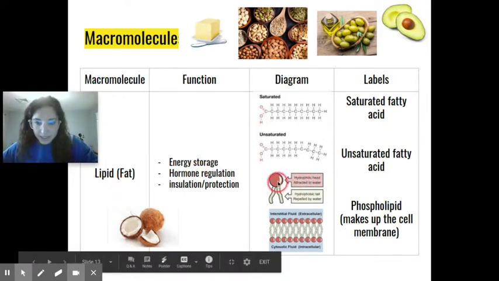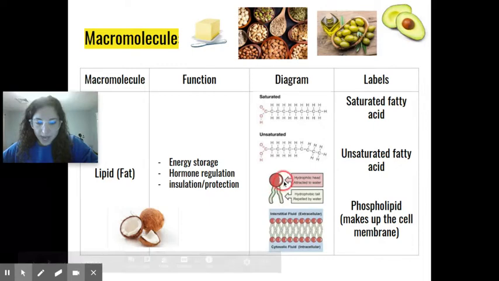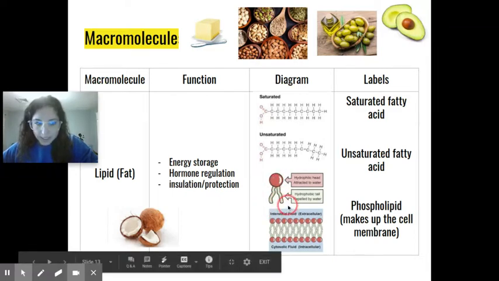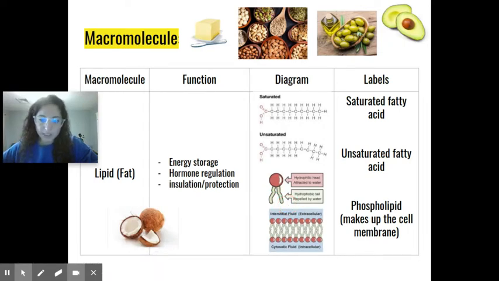And basically, this is the main structure of it. It has what we call a polar head or a hydrophilic head, which means that it likes to interact with water. And then it'll have two hydrophobic tails or two nonpolar tails, which means that it does not like to interact with water. The reason these are so important is because this will end up making the main structure of your cell membranes.